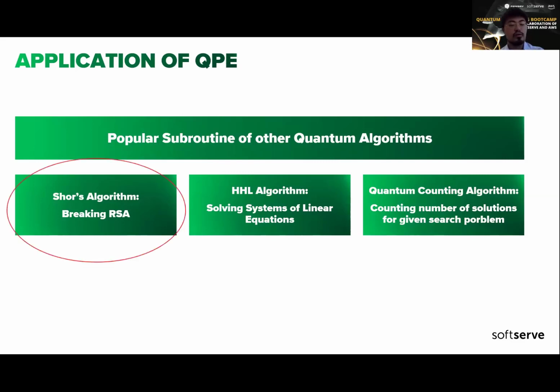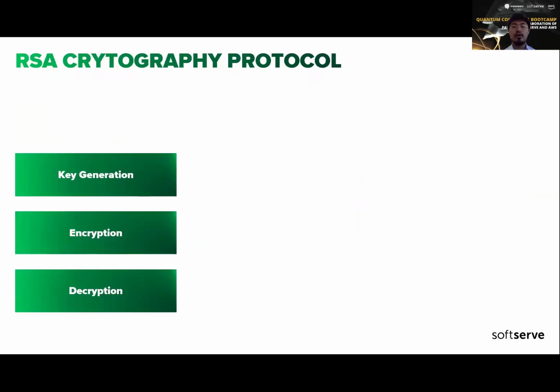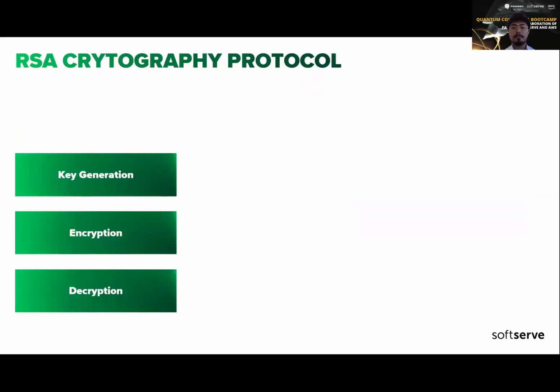I wanted to go through Shor's algorithm in more detail today. I don't think I'm going to have that much time to go through it, but I wanted to give you an intuition of where QPE is used in Shor's algorithm. Okay, so Shor's algorithm is really an algorithm made for breaking RSA.